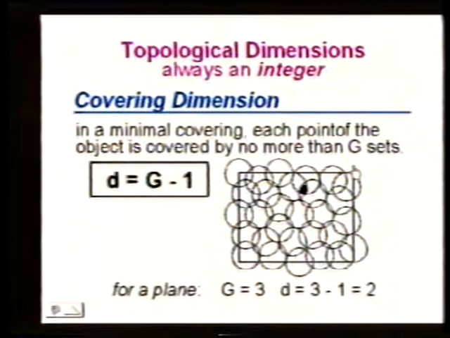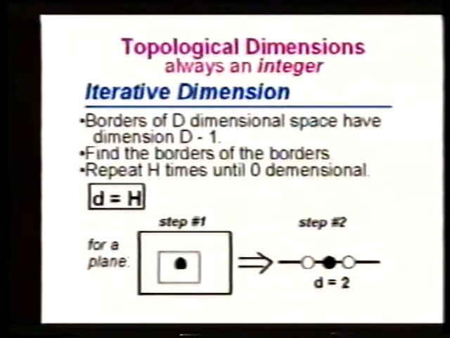Another way is shown here. This is sort of an interesting way to do it. We know that the borders of a d-dimensional space have dimension d minus 1.